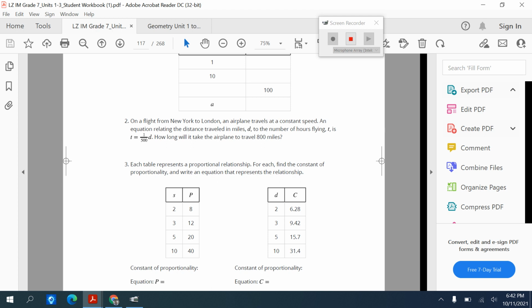Sorry, I can't write on this. Each table represents a proportional relationship. Find the constant of proportionality. So if you look at this one right here, you're just saying, what are you multiplying S by to get to P? And I can see that every time you're multiplying by 4. So the constant of proportionality is 4. And then P equals 4 times S. For the second one, the one on the right, I'm going to do 6.28 divided by 2, and you get 3.14. So the constant of proportionality is 3.14. And the equation is C equals, to get to C, you take whatever D is, and you do 3.14 times D. Hope that helps.